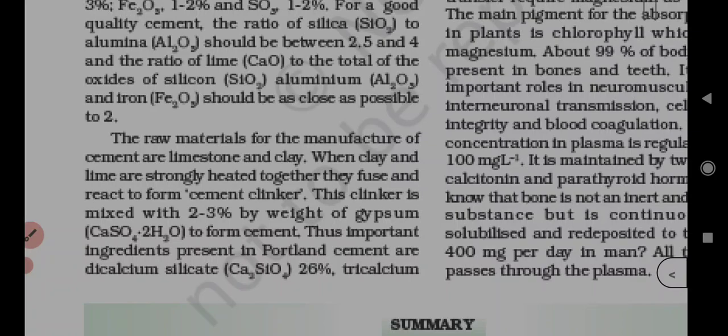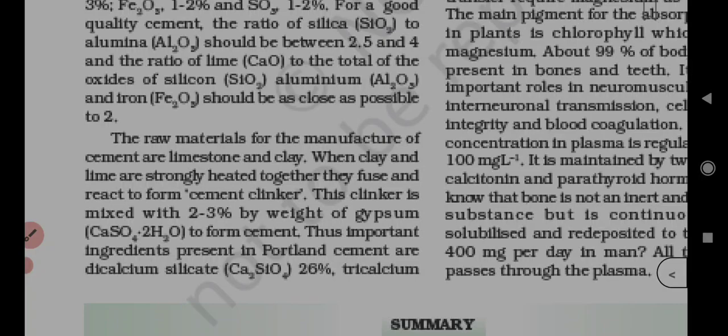So all are dicalcium silicate, and the remaining tricalcium silicate, which is 51%, and tricalcium aluminate, which is only 11%. Tricalcium silicate is 3CaO·SiO2, or you can say Ca3SiO5, which is 51%. Dicalcium silicate is only 26%, and aluminate is 11%. Tetracalcium aluminoferrate is 4CaO·Al2O3·Fe2O3. So cement is calcium aluminates and silicates.